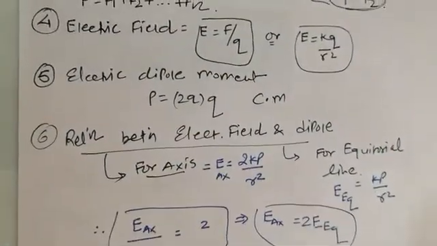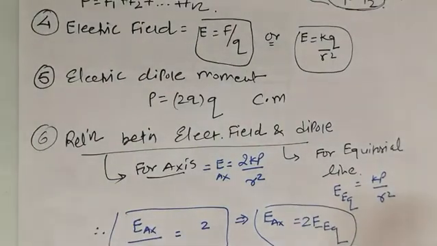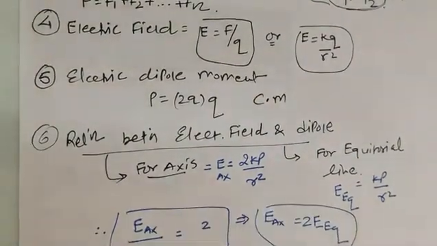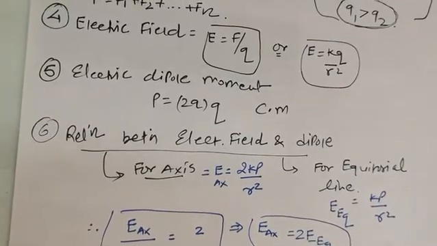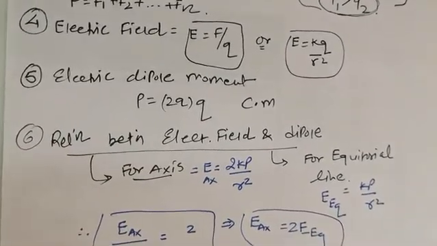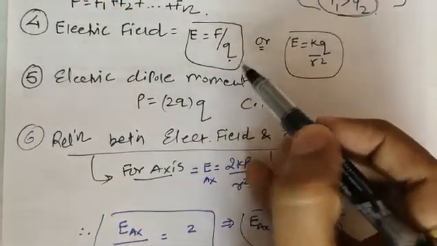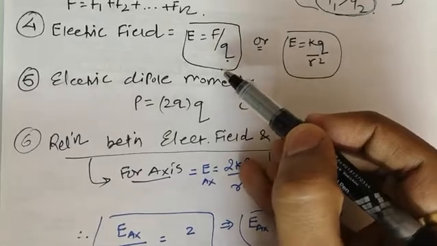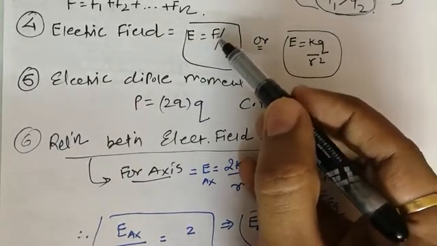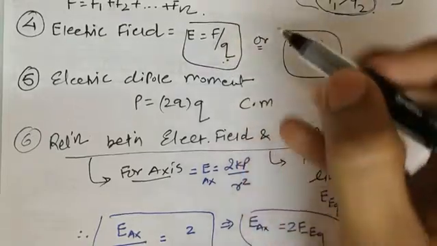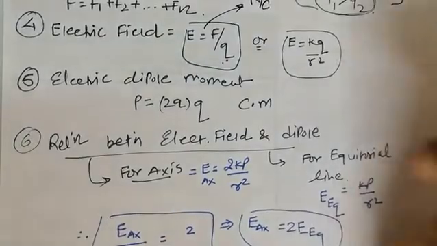The next part is the electric field. The electric field is generally correlated with the gravitational field. At that time we said that the area around the earth, which comes under the influence of the mass of the earth, is called the gravitational field. In the same way, the area around the influence of a charge is called its electric field. It is force per unit charge, and its dimensional unit is Newton per coulomb.